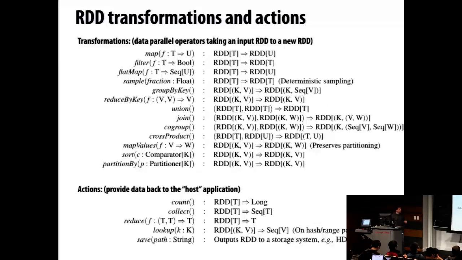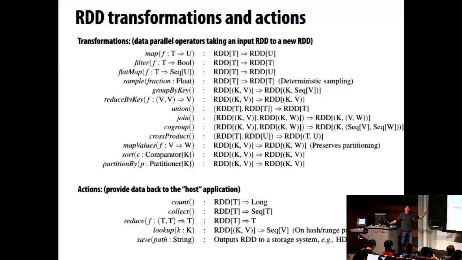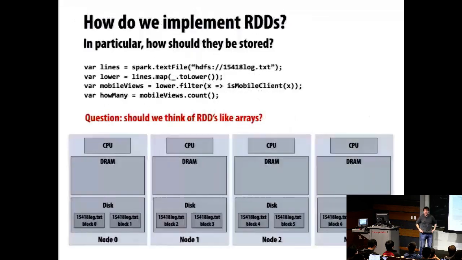OK, so here's the big question. That's the abstraction. The abstraction is pretty darn clear, right? You have a sequence library. How are you going to implement these RDDs? So imagine that we start from the exact same point that we did our MapReduce implementation from. I have my logs. It's distributed across the cluster.